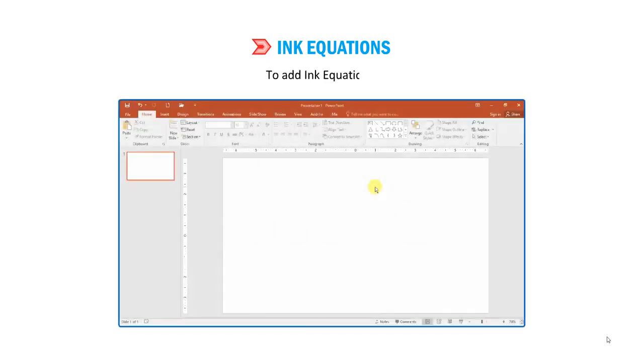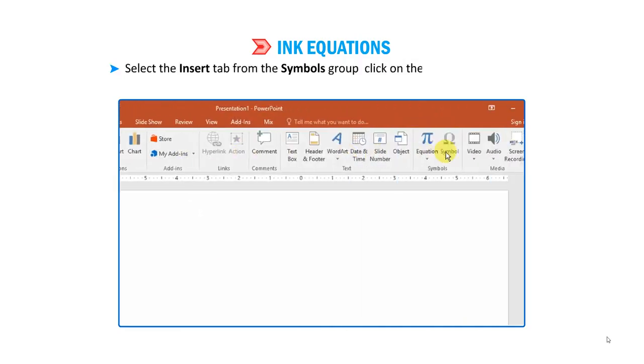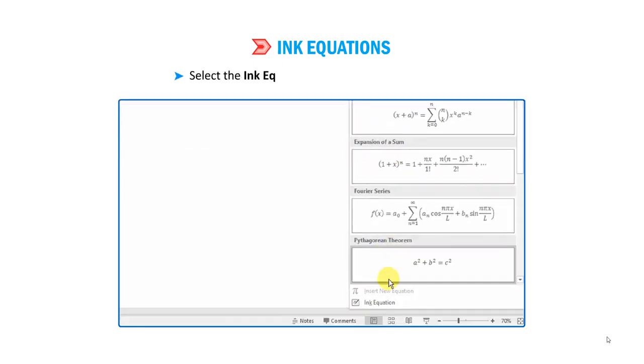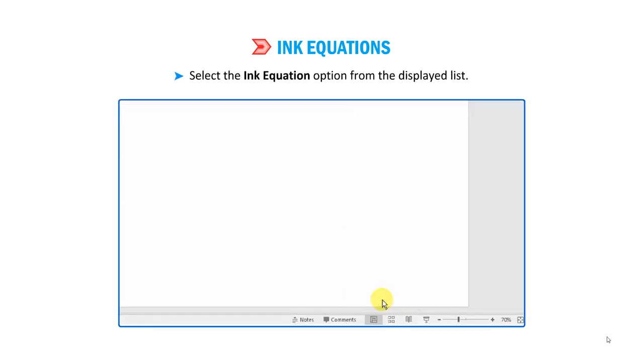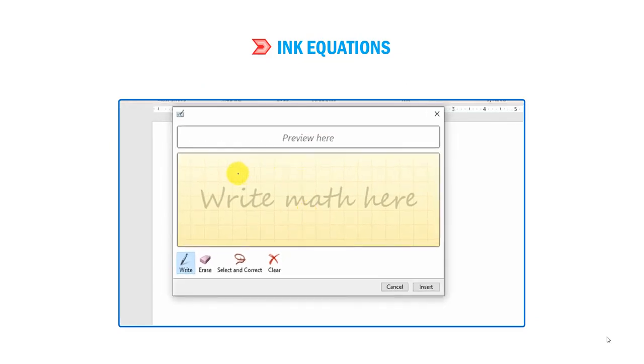To add Ink Equations, select the Insert tab from the Symbols group. Click on the drop-down arrow of the Equation button. Select the Ink Equation option from the displayed list. The Math Input Control dialog box appears. Bring the mouse pointer on the light yellow colored grid area. A small black dot appears.